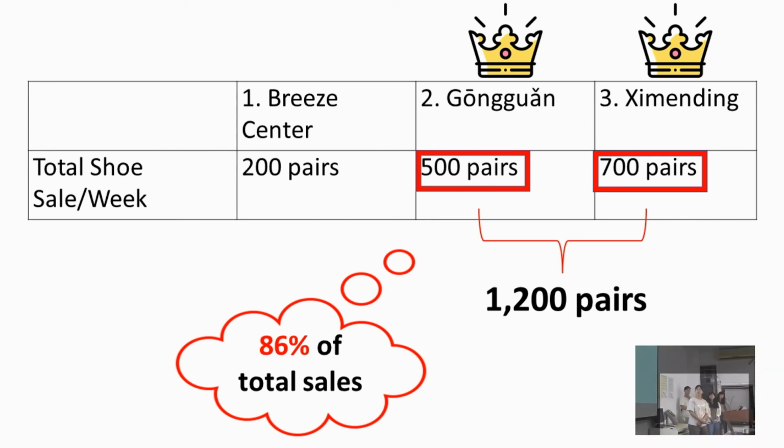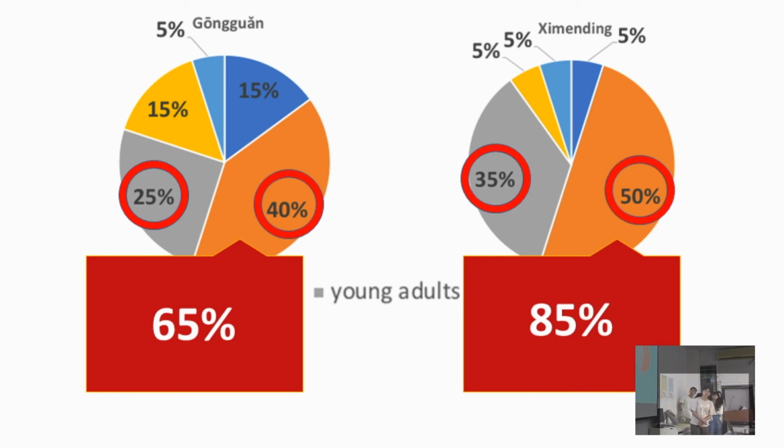According to the data from 3 branches, the total sales of shoes in Gongguan and Ximending were 1,200 pairs, accounting for 86% of total sales in a week. So our main markets will be in Gongguan and Ximending. As Amy mentioned before, our target customers are teenagers and young adults, which are the orange one and the gray one in the pie chart. And the proportions of the 2 groups buying shoes were 65% and 85% respectively in Gongguan and Ximending.